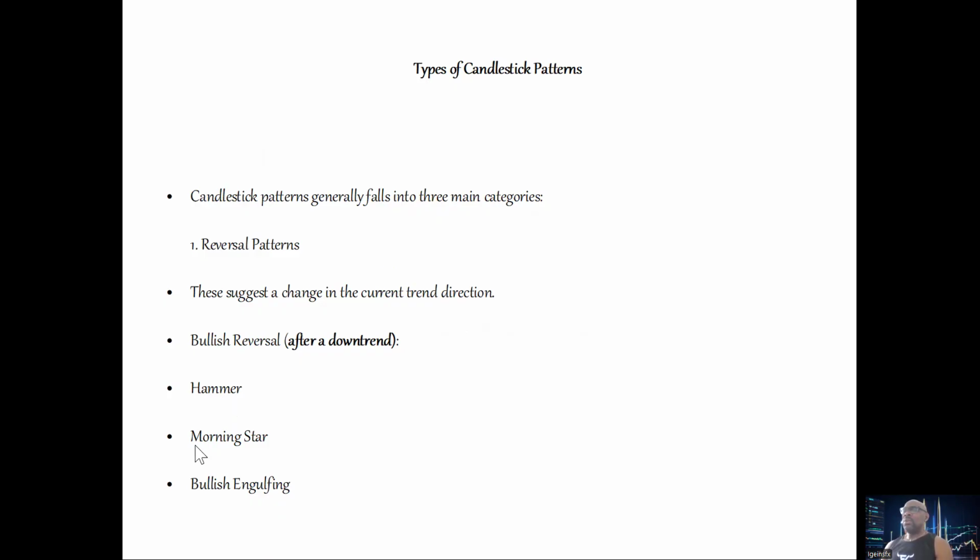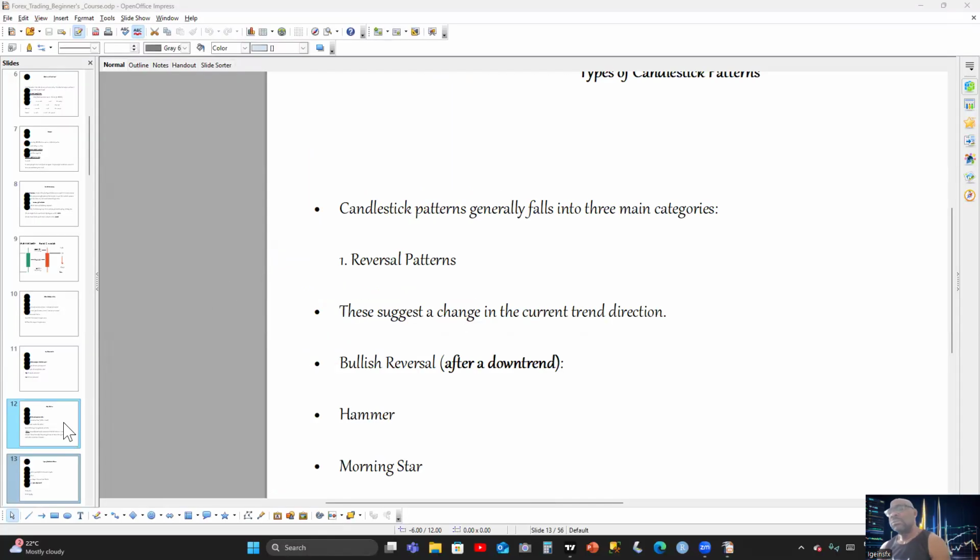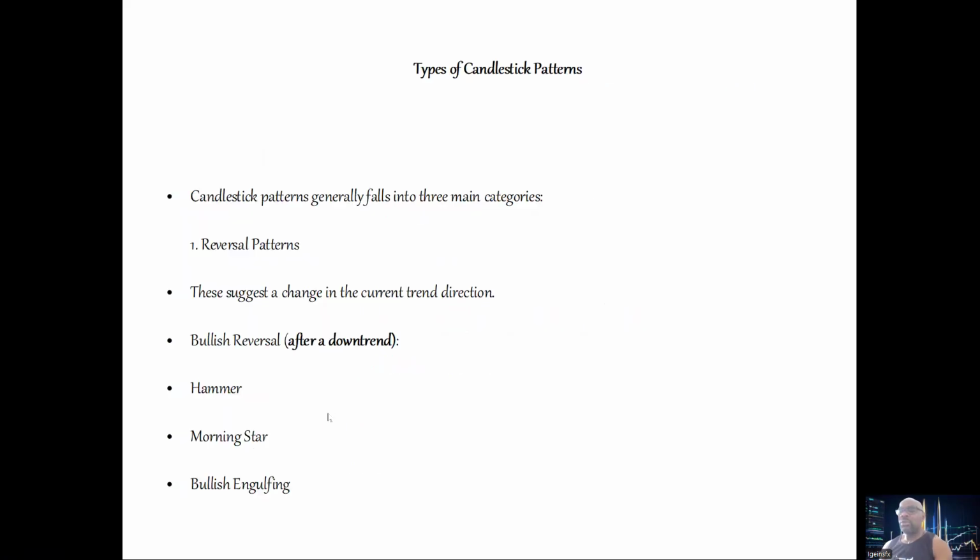All right. So the formations that you will see are the hammer, the morning star, then the bullish engulfing. All these are candlestick patterns. We have the hammer, we have the morning star, and we have the bullish engulfing. Don't worry, I will show you in a moment so that you will understand.